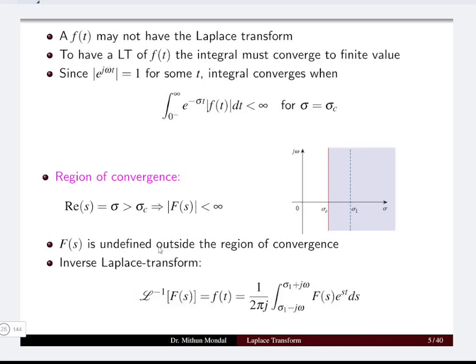Now we have converted the time domain to frequency domain using Laplace transform. So the frequency domain signal can be converted to time domain using the inverse Laplace transform. So we will have L inverse, that indicates the inverse Laplace transform of F of s, which will give us f of t in the time domain. So it will be equal to 1 by 2 pi j, integrated from sigma 1 minus j omega to sigma 1 plus j omega, F of s e to the power st ds. Now here the integration is in the ds function.